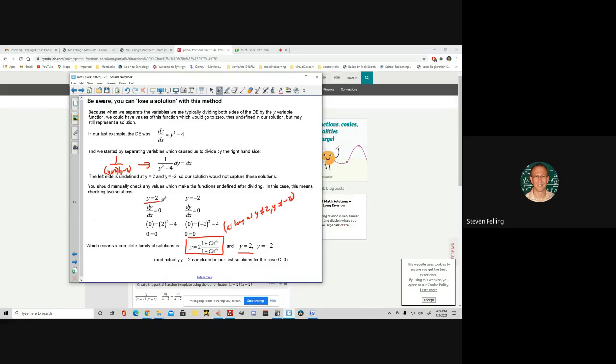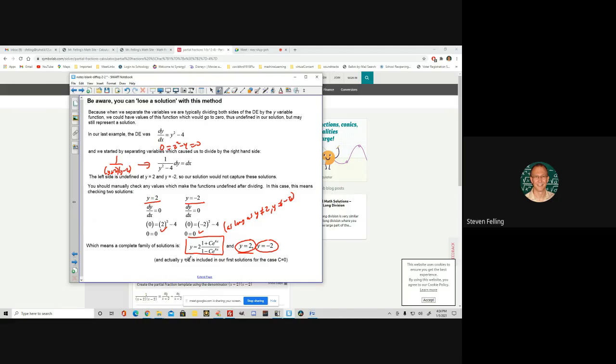If y was 2, then the derivative of y with respect to x would be 0. And if you plug that in over here, you would get 0 equals 2 squared minus 4, which is 0, which is indeed a solution. So that means that this is also a solution, besides the complicated solution we found. And if you did negative 2, the derivative would be 0. That also makes the original equation true. So we had two extra solutions that weren't captured here that are also part of the solution set.